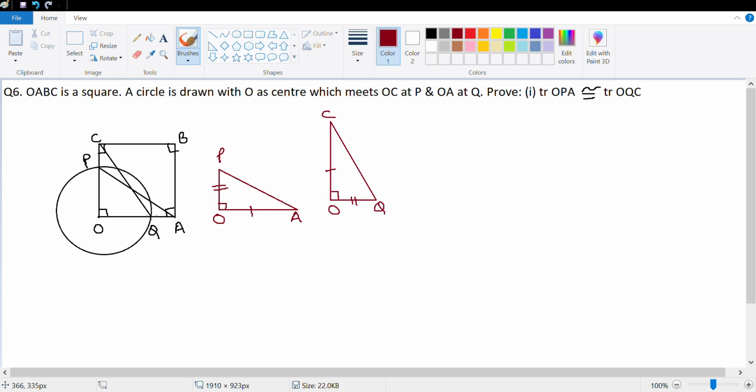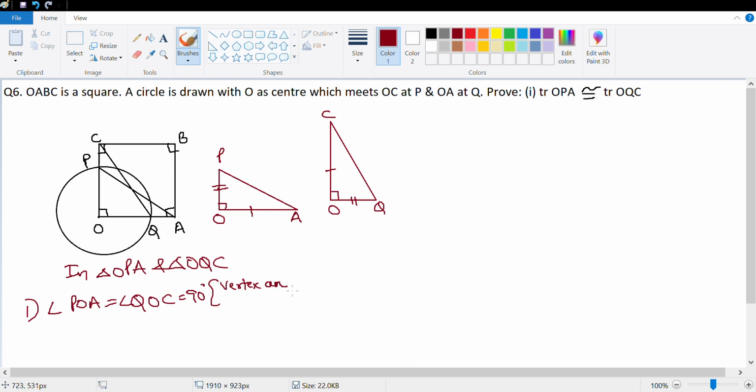So let's just write that down. I think we've already proven these two triangles congruent by side angle side test. So let's just write that down. In triangle OPA and triangle OQC. Number 1, angle POA is equal to angle QOC is equal to 90 degree. Vertex angle of a square.